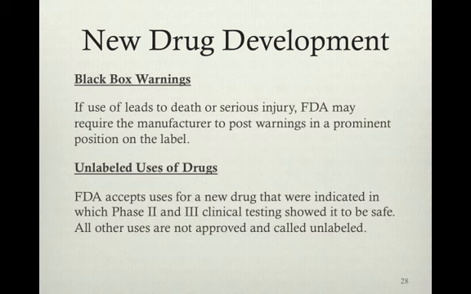Black box warnings. If the use of the drug leads to the death or serious injury, the FDA may require the manufacturer to post warnings in a prominent position on the label. Unlabeled use of drugs. The FDA accepts the uses for a new drug that were indicated in which phase 2 and 3 clinical testing showed it to be safe. All other uses are not approved and called unlabeled.